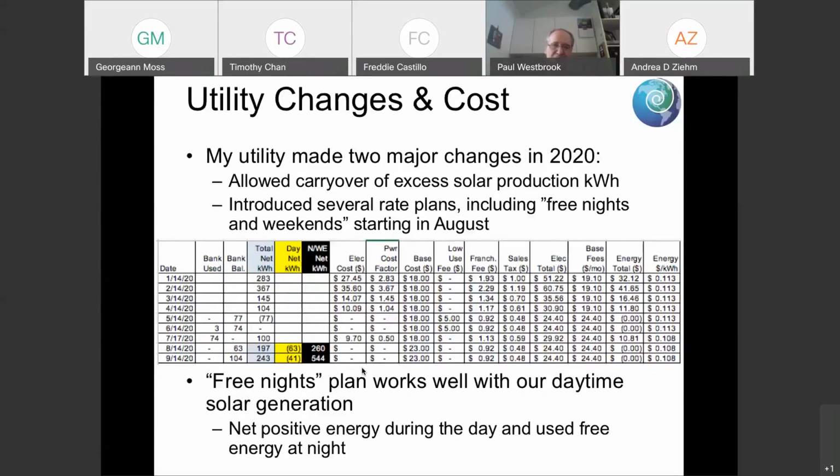It didn't expire. Then they had another policy change in the mid-year where instead of just one fixed rate plan of 11 cents a kilowatt hour, they offered a variety of plans, including one of free nights and weekends.